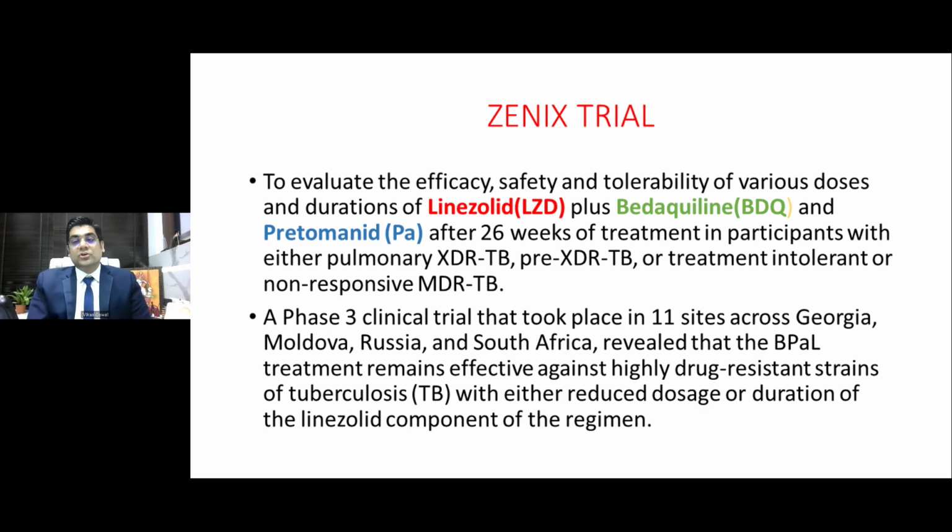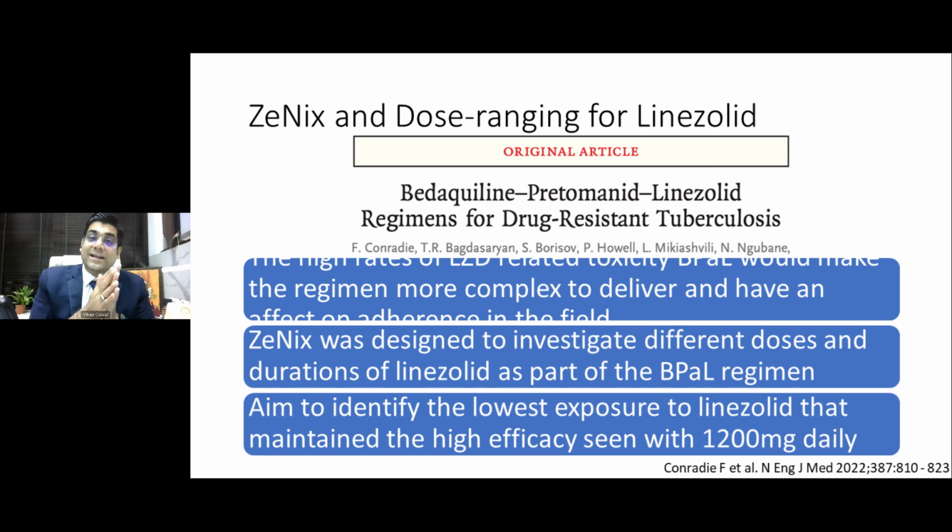Next slide. ZeNix and dose ranging of linezolid: there were different ranges of linezolid in use. The only thing was that the linezolid used in the ZeNix trial was pretty high. They used 1200 milligrams of linezolid, and bedaquiline at the same dose, that is 400 and 200. Linezolid 1200 milligrams was used for arm 1. There were 4 different arms, and the pretomanid dose was a single, fixed dose for all 4 arms. Go to the next slide, please.